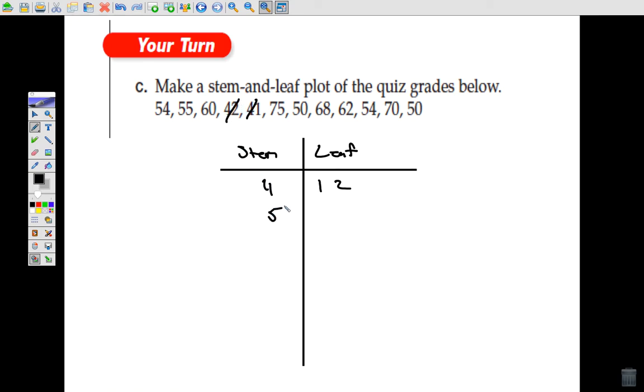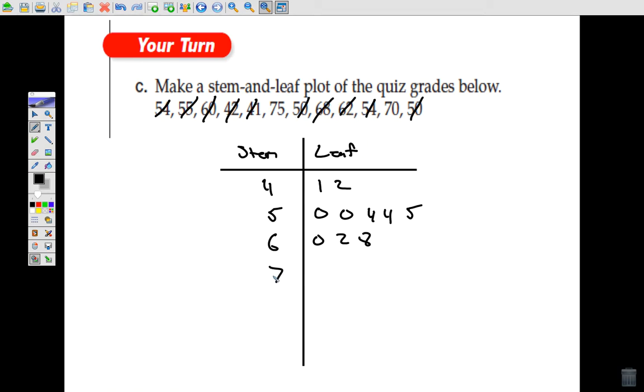I'm going to go up to my 50s. I have a 54. I have a 50. I got two 50s, and I got two 54s. So 50, and then my 54s are gone. Okay. I have a 55. And I think now I'm up to my 60s. Looks like I have a 60, a 62, and a 68.